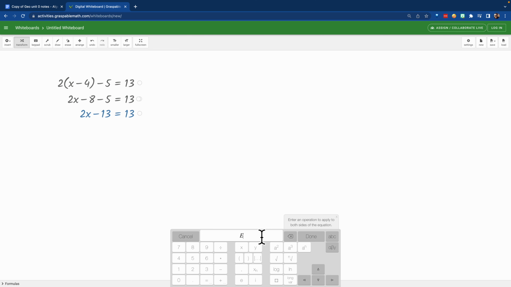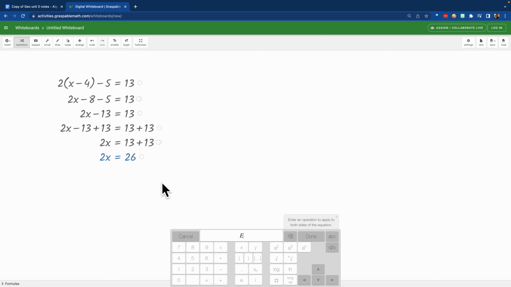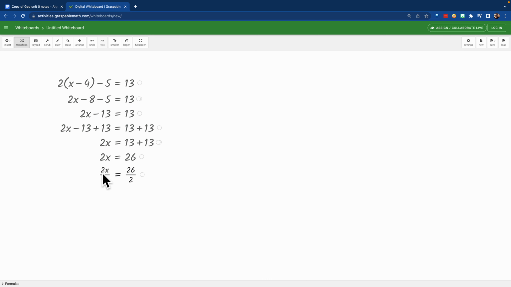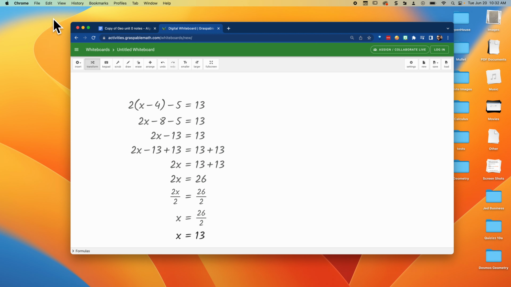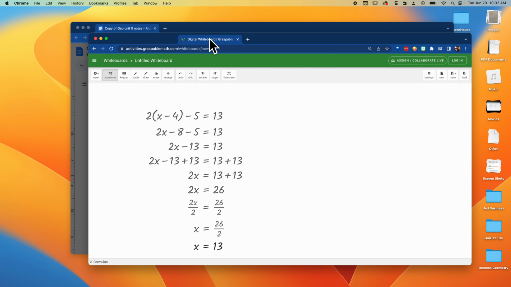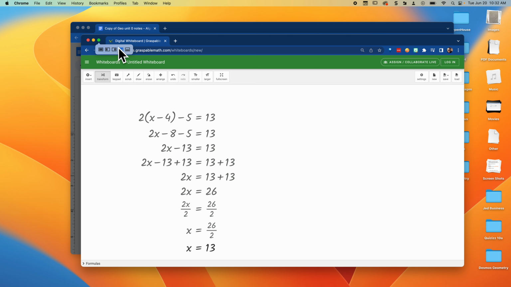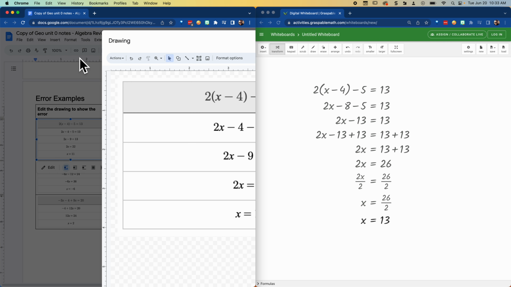Now I'm going to add 13 to both sides to make that minus 13 on the left a 0. I got 2x equals 26. Then I can divide by 2 and get x equals 13. Now let's compare that to what we had before. For me, I can take these items and I can move them side by side. On a Chromebook, you just simply drag it over to the side and it will snap over to that side of the screen. My computer right now is not a Chromebook, so it's not the same move for me, but that's just fine.